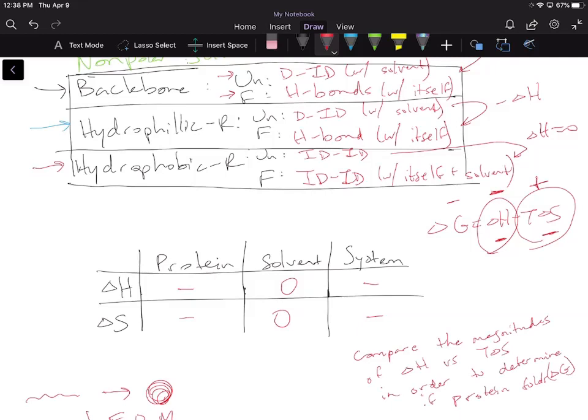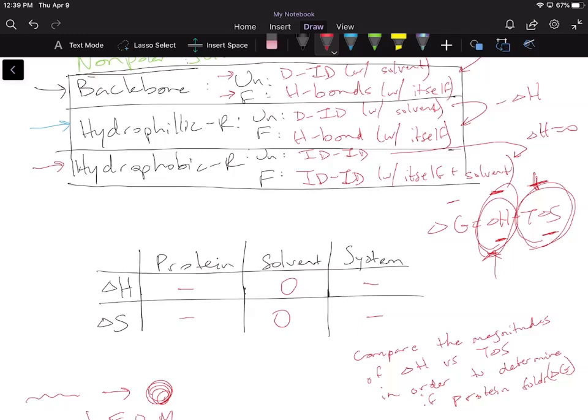So, for example, if the delta H is more negative, that means that this term is going to be bigger than the T delta S, so that we can say that the protein folds spontaneously. However, if instead the T delta S term was bigger, then we're going to have this positive term outweigh the negative term of the enthalpy. So overall, we're going to make the delta G positive.